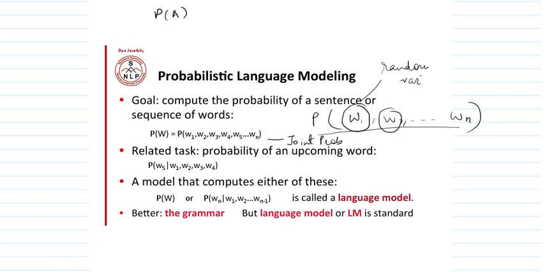You must have studied probability like p of a, the probability of a. p of b is the probability of event or variable b, and p of a comma b is the joint probability.